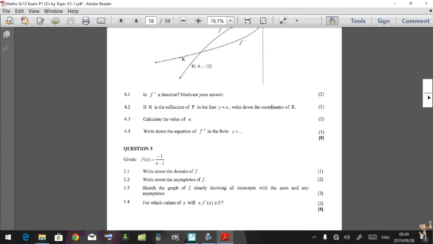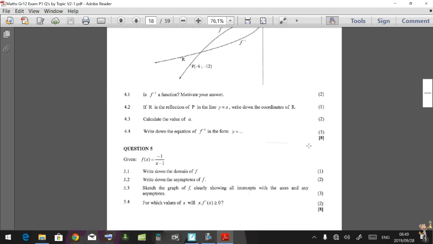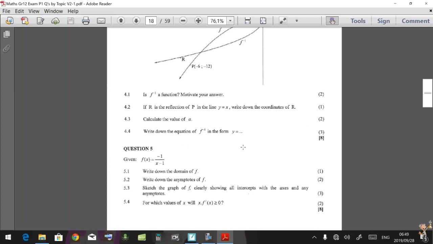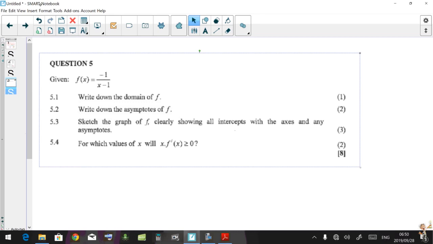Question 5. Lovely. Alright, there we go. We have our question in place right now. Here we have a simple hyperbola.